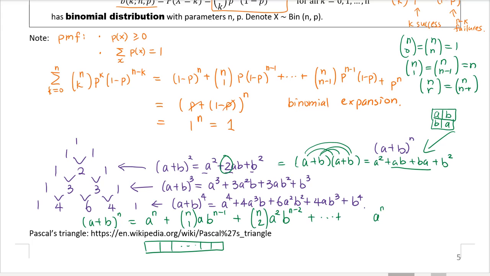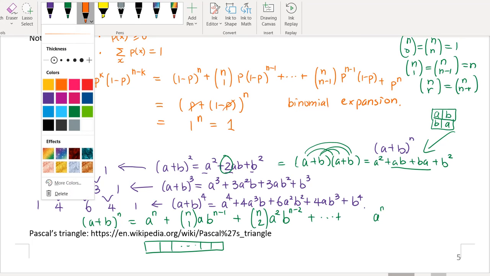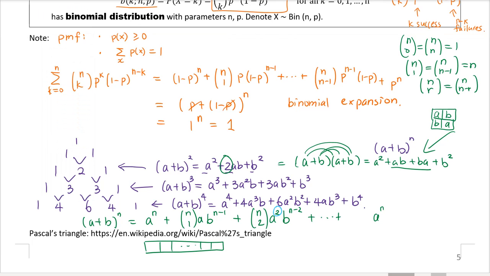Do you realize that this number and this number match? So that's why if this is n minus 1, then we have n choose n minus 1. And then b, you can see the sum of the degrees always equals n. So that's why here this is b to the 1. And then the last one we have n choose n, which is 1, and then a to the n.